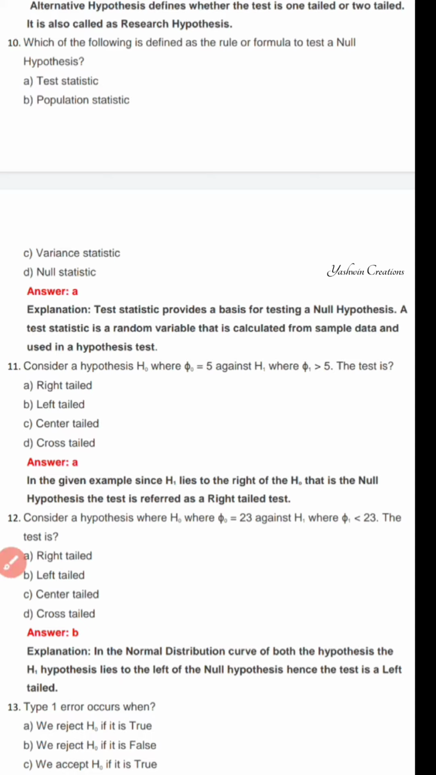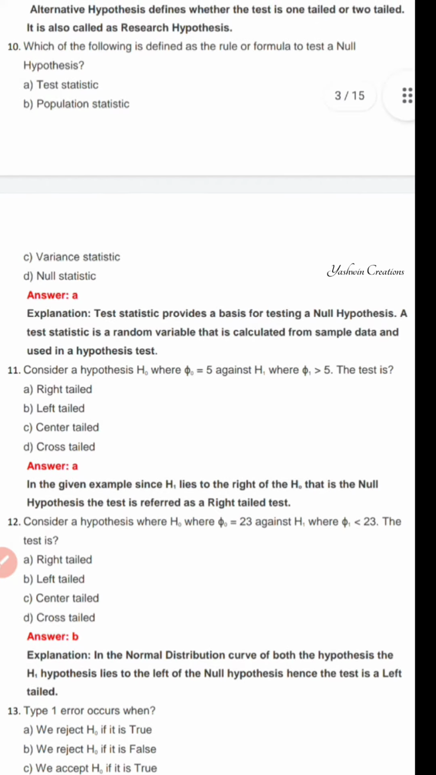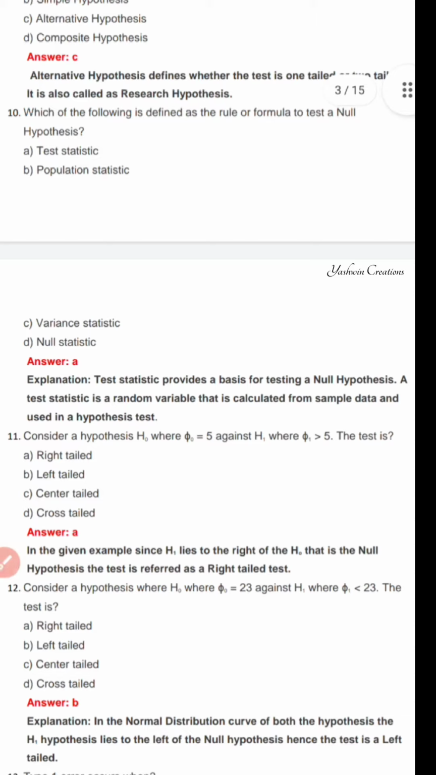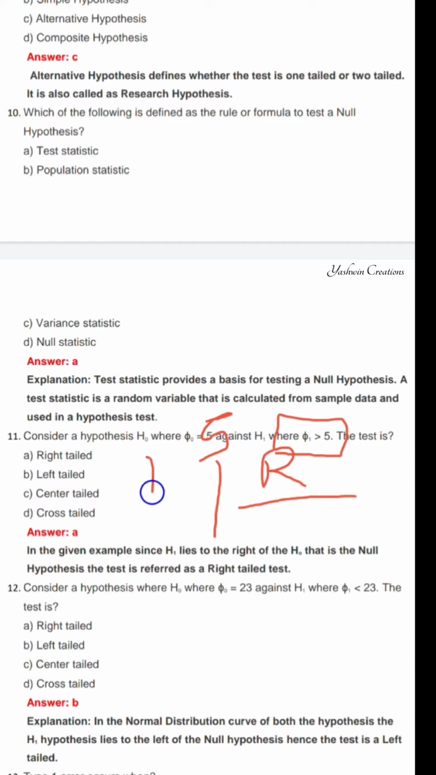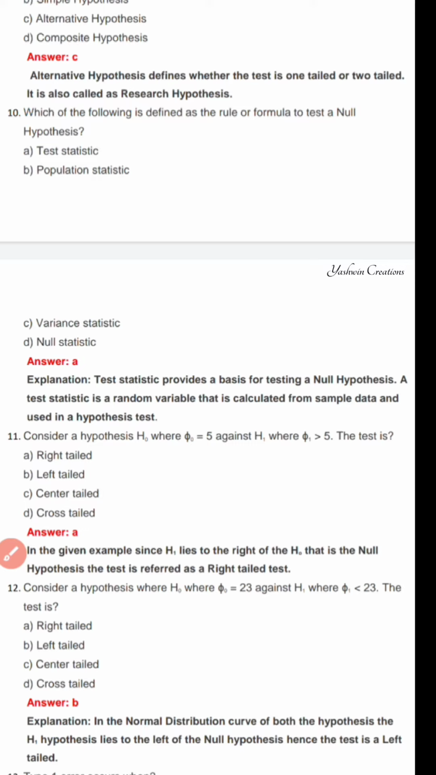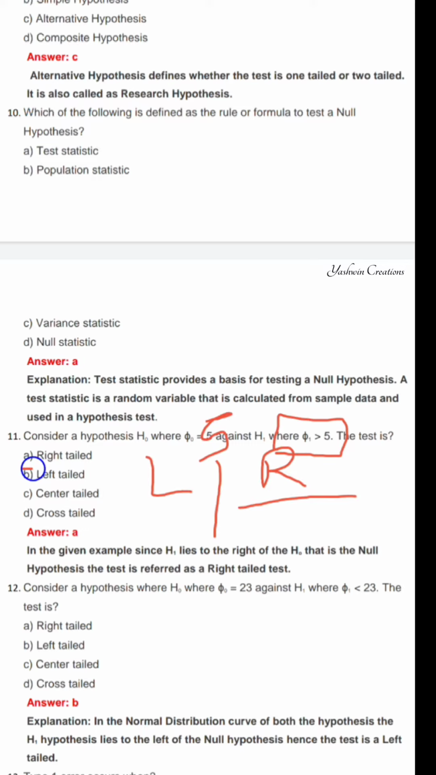Next is, consider a hypothesis H0 where phi naught equals phi against H1 where phi 1 is greater than phi. The test is a right-tailed test. They are saying that phi 1 is greater than phi. That means you will get here, so this is right and this is left. So the answer is right-tailed test.